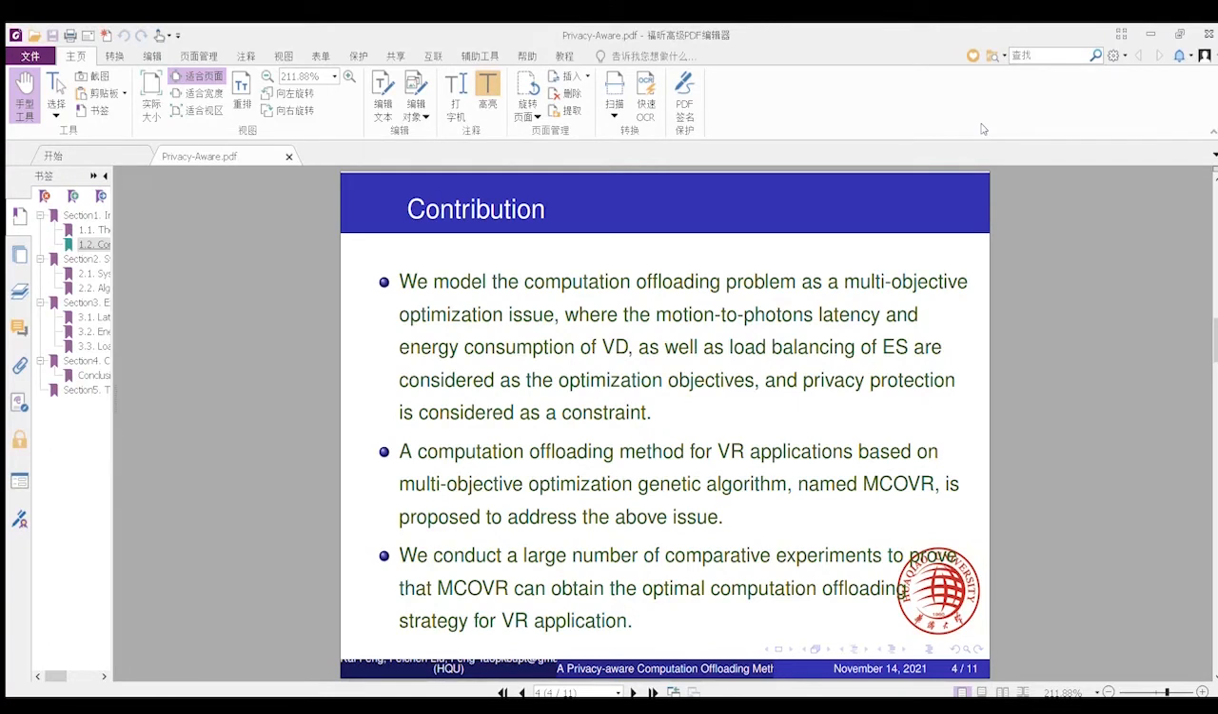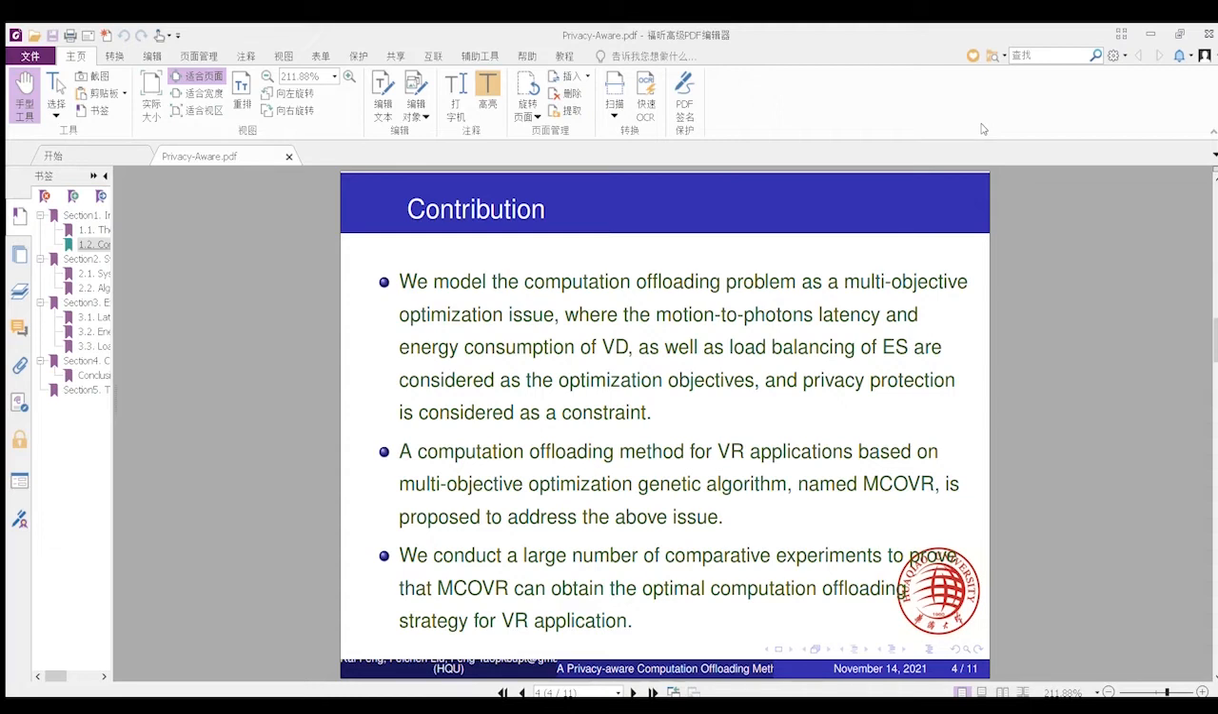The main contributions of this paper can be summarized as three points. Firstly, we model the computer offloading problem as a multi-objective optimization issue, where the motion-to-photon latency and energy consumption of the VR device, as well as the load balancing of edge servers, are considered as optimization objectives, and the privacy preserving is considered as a constraint.